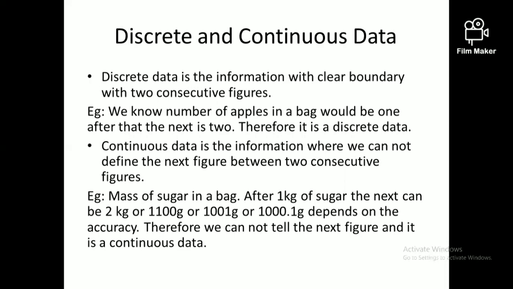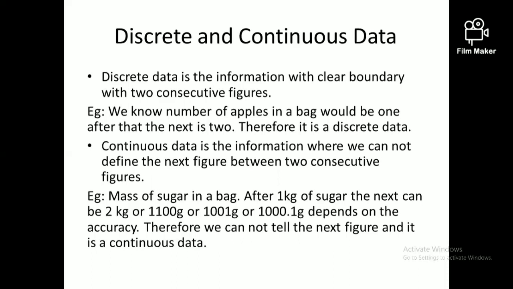The next variation of quantitative data is discrete and continuous data. When you talk about discrete data, it is information with clear boundaries between two consecutive figures. For example, we know the number of apples in a bag would be 1. After that, the next value is 2. There are no in-between figures. Therefore, it is discrete data, where the figures have clear boundaries between them.